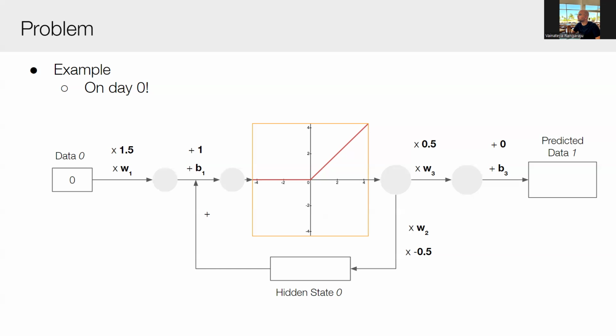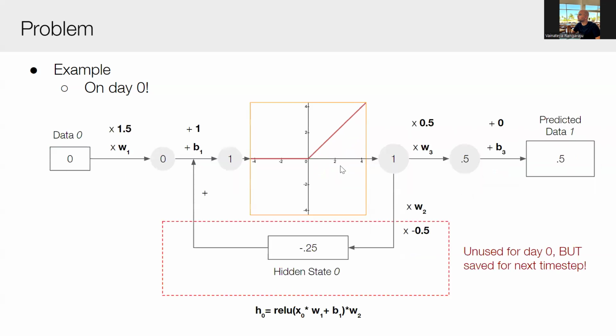So in this case, working through the entirety of the architecture, we can see that now we not only have a new predicted data for day 1. So this is what the model outputs. It's a prediction for what day 1's temperature, day 1 stock price is going to be. But crucially, we now have updated the hidden state.